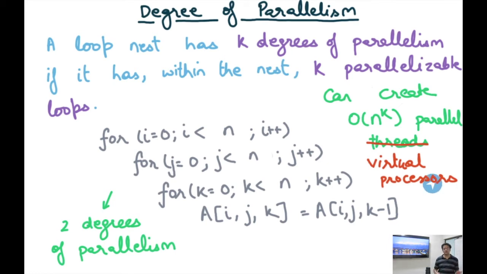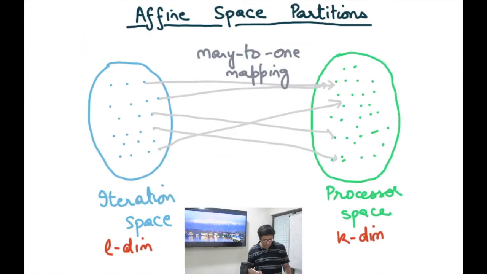And whatever the number of processors, we map these virtual processors onto these processors any way we like. So our job as a compiler just finishes at creating as many virtual processes as possible, and then it's the job of the operating system's runtime to map these virtual processes to the physical processors. Now, how do I map these iterations to processors? Already I've discussed that the number of virtual processes that I can create is order n to the power k. So that's a lot of processes.